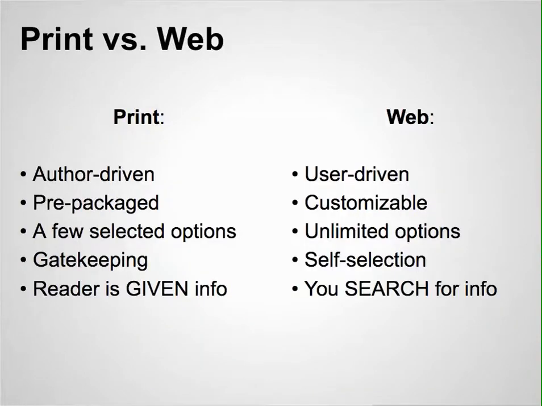So back in the very first week of this class, you read a selection from David Meerman Scott's The New Rules of Marketing and PR, and you watched a lecture video in which I talked about the difference between mass media, the old model of media, and new media and social media, a newer model. So in mass media, which we can often think of as traditional old print publications, we're talking about media that's author-driven. It's pre-packaged. Gatekeepers select some options and they give it to the reader, and the reader is given just a small set from which to select.